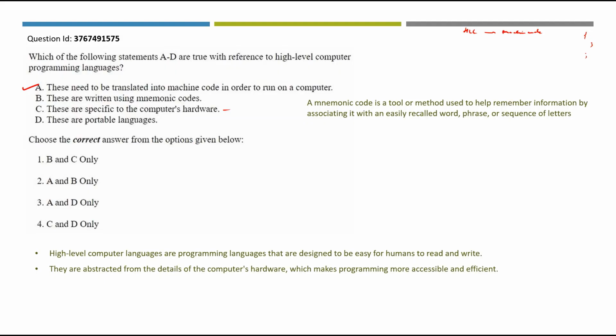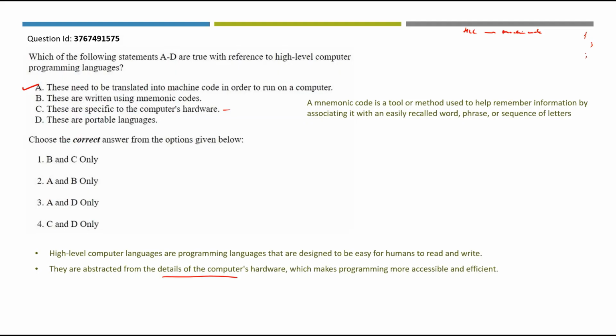High-level languages are not specific to the computer's hardware. They are abstracted, meaning the details of the computer's hardware are actually hidden. If A is equal to B, then execute some instructions. They will not say how to check A is equal to B. Where to fetch A's value, where to fetch B's value, all those details will not be discussed. So these are not specific to computer hardware.